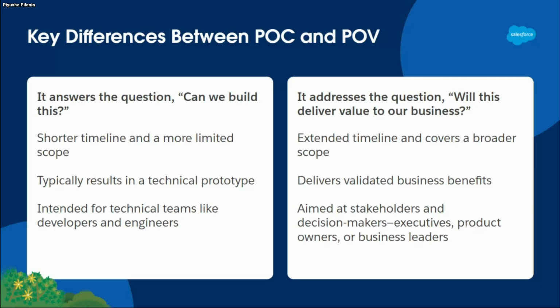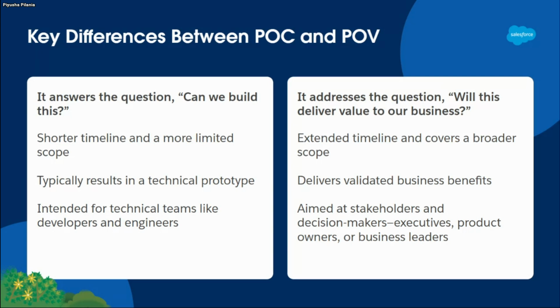So they normally have longer timelines. A POC can be built in a week, but POVs normally take weeks to build. And that's why people prefer to build those in advance rather than when they're having a conversation with the customer.